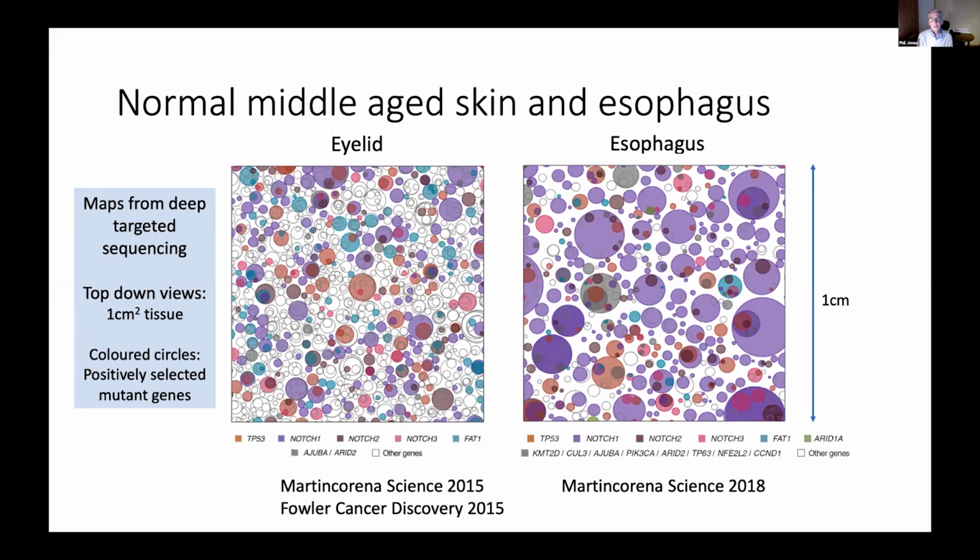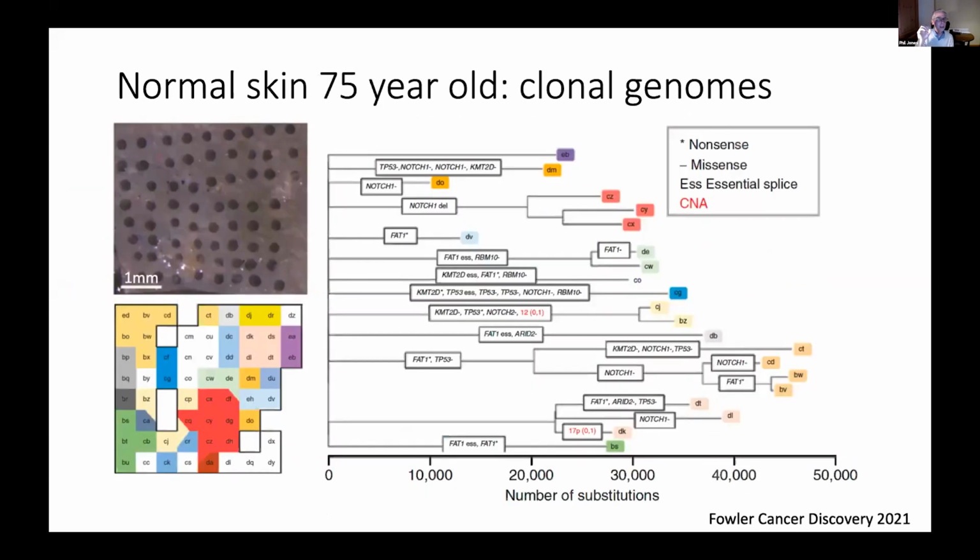So if you zoom in and do micro mapping with tiny punch biopsies, the scale here is much smaller. This is normal skin from a 75-year-old shoulder. These little holes are a sheet of skin where we've taken little punches. The colored squares here are clonal whole genomes. And what the trees here are showing you are independent clones coming from these colored squares.